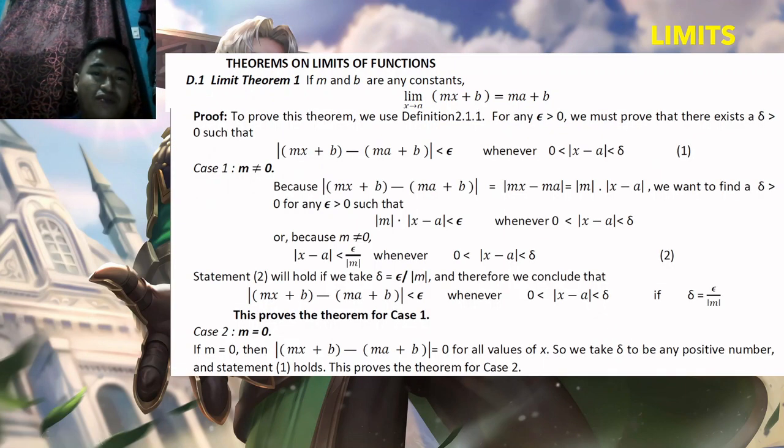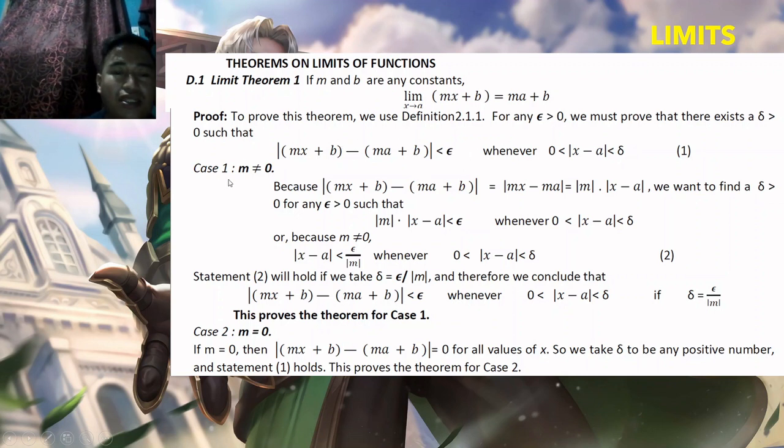So, proof. To prove this theorem, okay, we will use the definition from earlier. So, for any epsilon greater than 0, we must prove that there exists a delta greater than 0 such that, okay, f of x, right? So, mx plus b minus L, where L is ma plus b, so minus ma plus b would be less than epsilon whenever 0 less than absolute value of x minus a less than delta. Okay. So that is our definition from earlier, class.